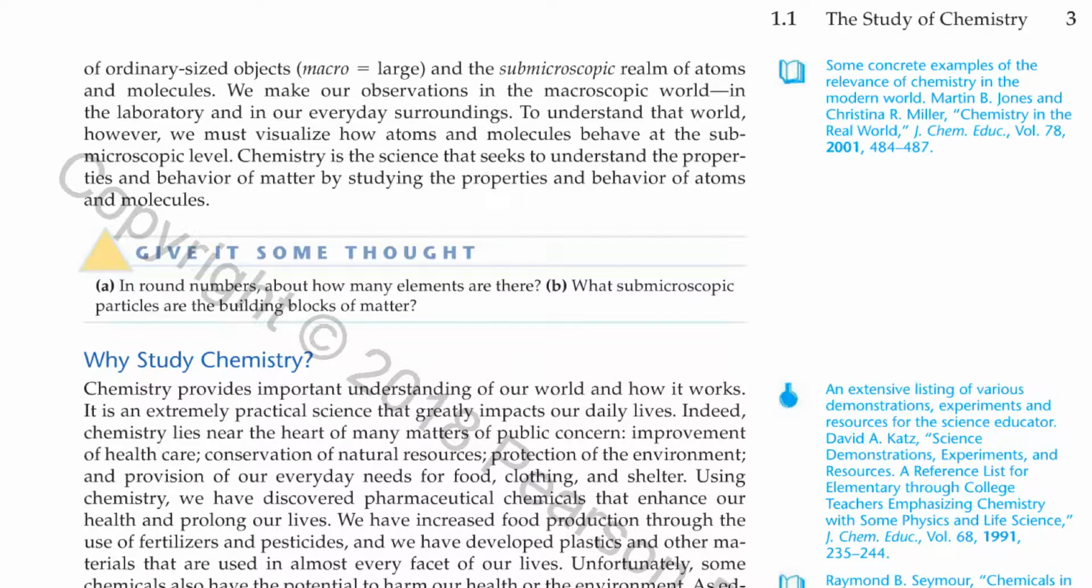We make our observations in the macroscopic world, in the laboratory, and in our everyday surroundings. To understand that world, however, we must visualize how atoms and molecules behave at the submicroscopic level. Chemistry is the science that seeks to understand the properties and behavior of matter by studying the properties and behavior of atoms and molecules.